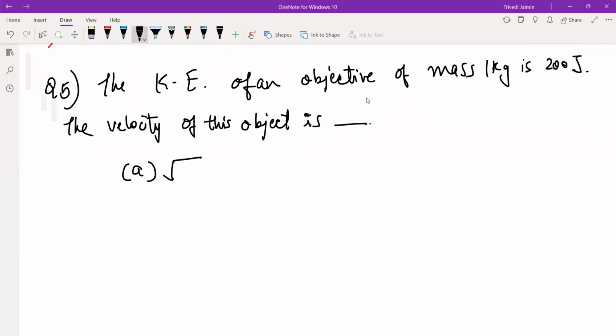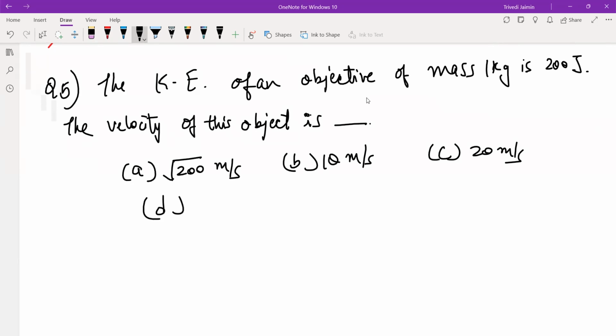Option A, 200 meter per second. Option B, 10 meter per second. Option C, 20 meter per second. Option D, 40 meter per second. Sir, it's option C, 20 meter per second. Are you sure of it? Yes, sir.